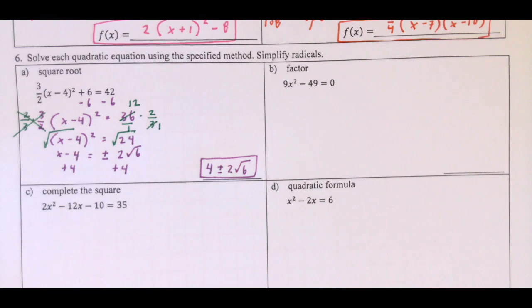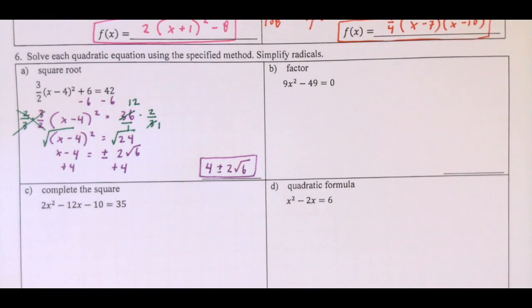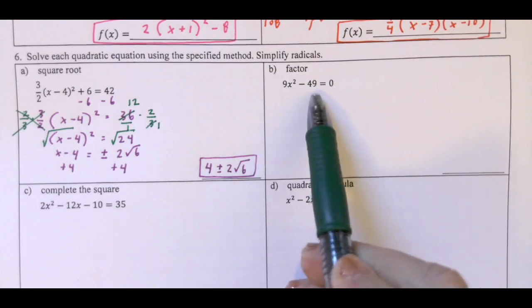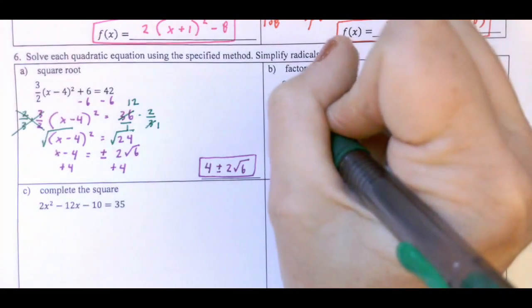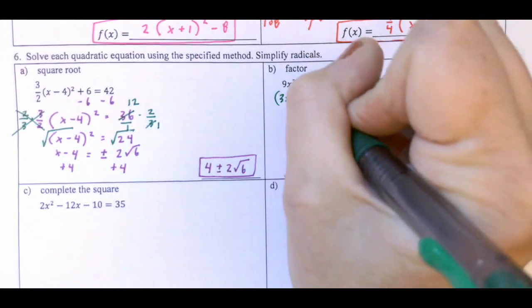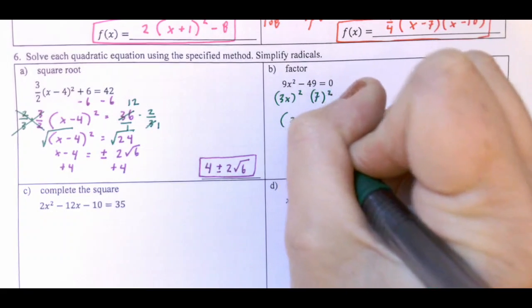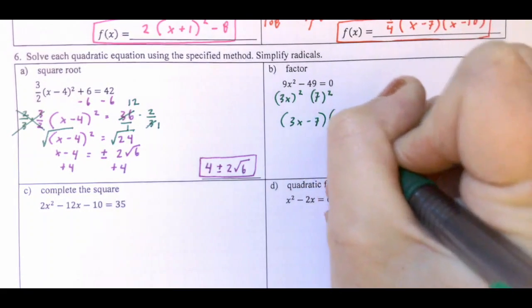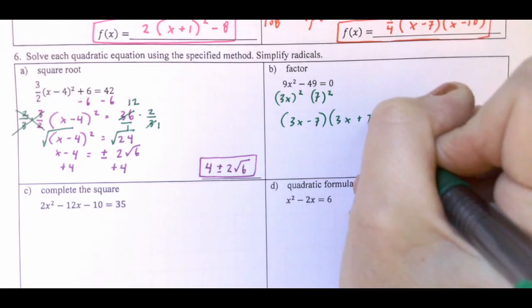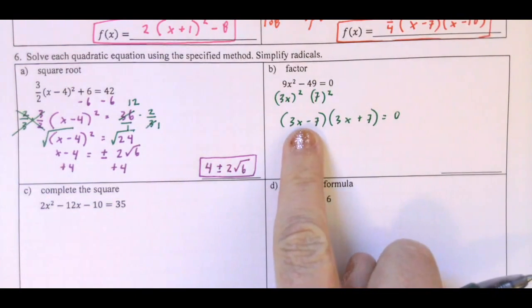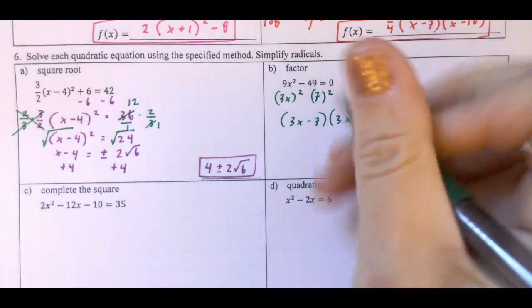Okay, solve by factoring. So here I need to recognize that this is really a difference of 2 squares. I can see that this is really 3x as a quantity squared, and this is 7 squared. So I can rewrite that as 3x minus 7 times 3x plus 7, all equal to 0. So here, when I set this equal to 0 and solve, I'm adding 7 and dividing by 3.